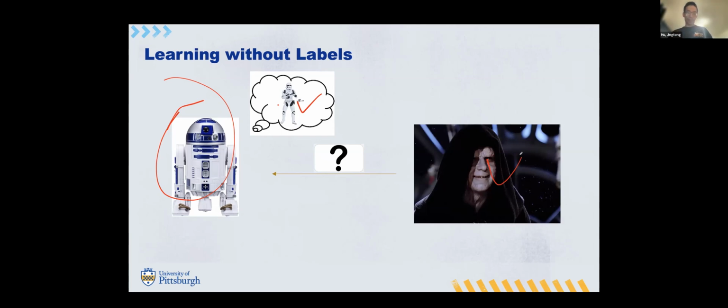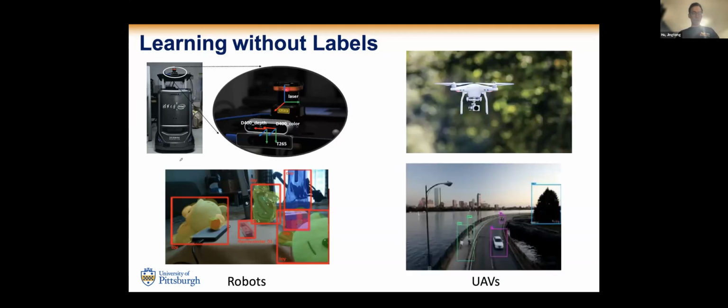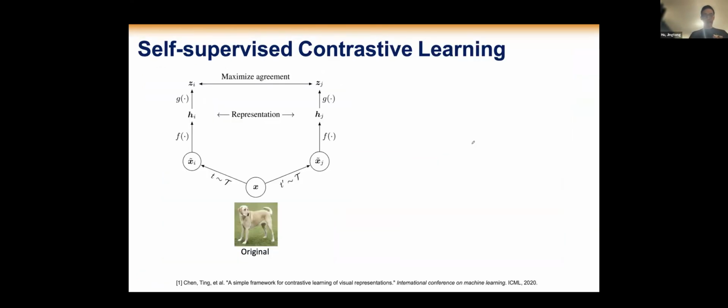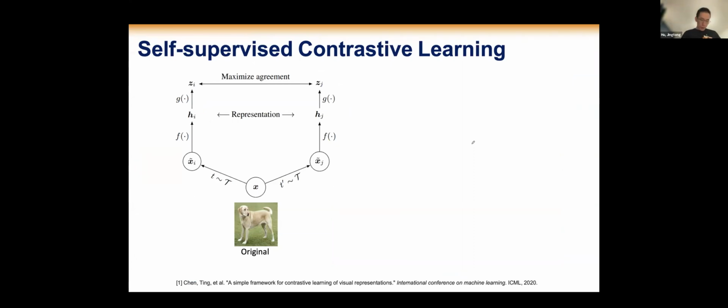That's the thing we are trying to do, and there is a lot of need for this: robots, drones, to improve the accuracy basically. What's more, we want to achieve this with unsupervised or semi-supervised learning. Self-supervised learning itself is not something new.